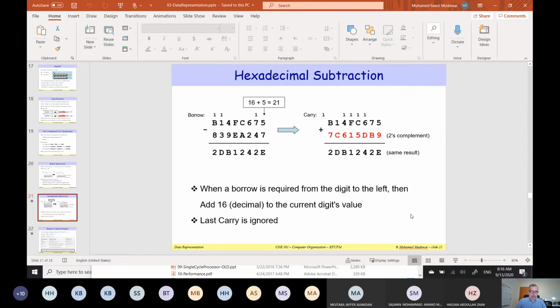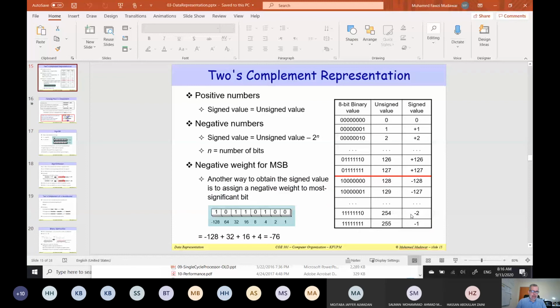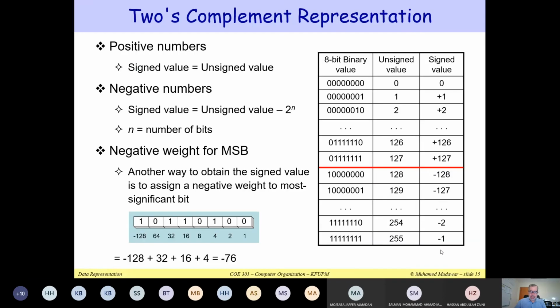You can read more about this, which is explained here in these slides. I don't really want to spend time on this. Maybe this table is important. If you would like to obtain the decimal value of a 2's complement number directly from the representation, look how many bits exist in this number. Here I'm showing 8 bits. Let us take a look at this example.